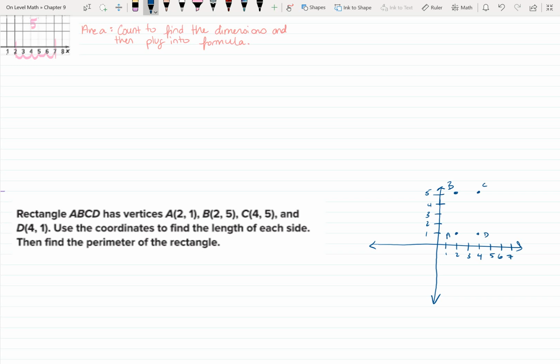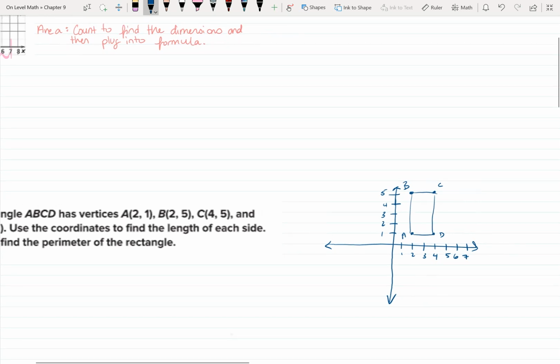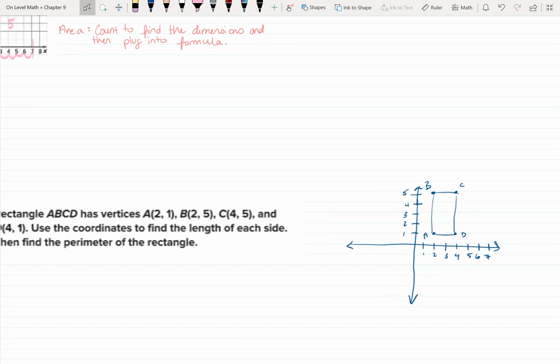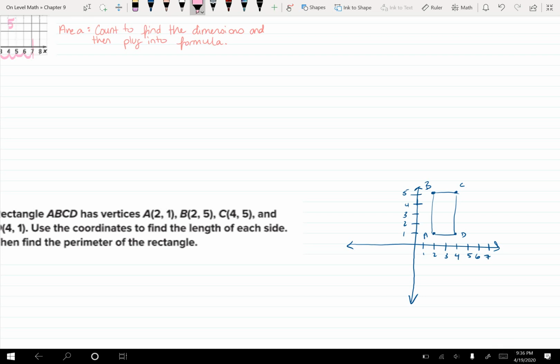Alrighty, so it says use the coordinates to find the length of each side. And we know that this makes a rectangle. So your homework, this is my first step. I'm going to draw out, kind of sloppily, right? It doesn't have to look great, but I'm going to draw out the vertices. So I know, just like we talked about above, I've got to find the length of each side.